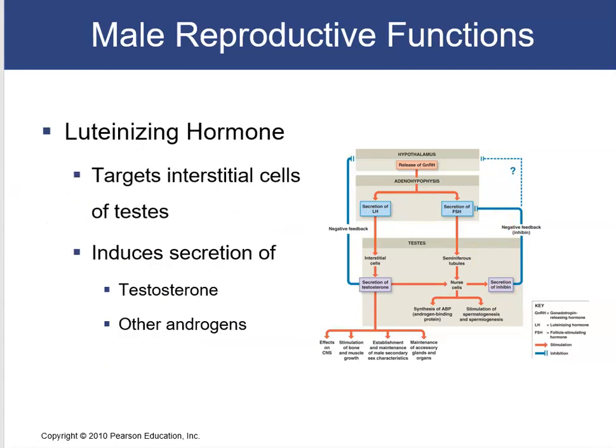The other main hormone from the anterior pituitary is luteinizing hormone. This one targets the interstitial cells of the testes and will promote the secretion of testosterone as well as other androgens. Testosterone then will target the nurse cells to promote spermatogenesis.